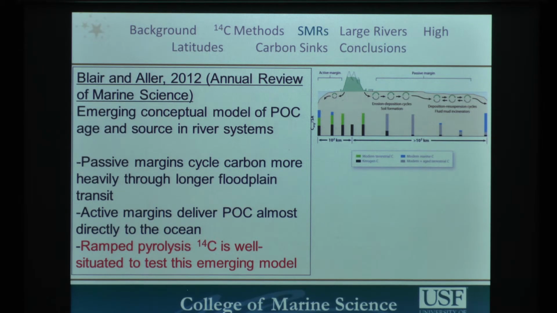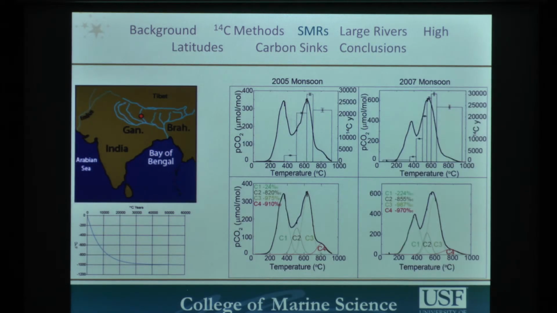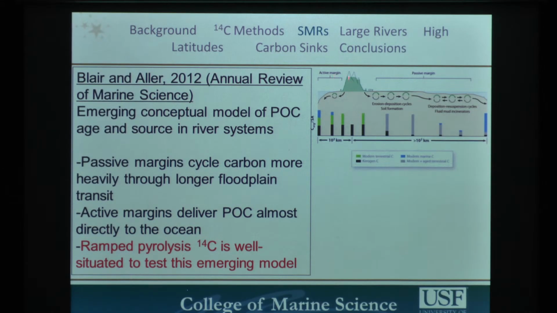It turns out that when this was published, there weren't many ways to test that model, but this ramp pyrolysis method is actually perfectly suited to test it, and this is what we've been doing with a lot of our river samples recently, and that's what we'll focus on. So first, I'm going to talk about the left side of that conceptual diagram here, the small mountainous rivers. These are referred to in the literature as SMRs.